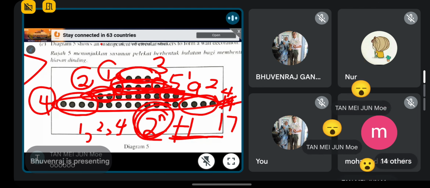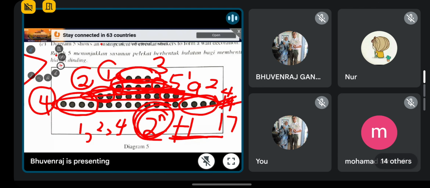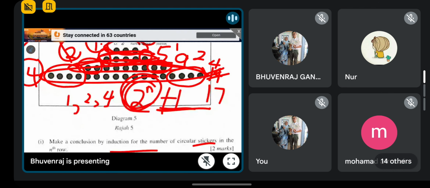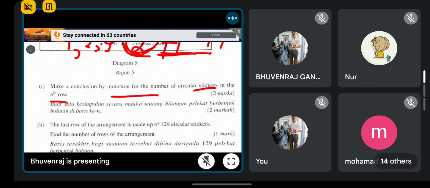Interesting question, right? This one is very interesting. So this is the key, how to see. Okay, so make sure you state n equals 1, 2, 3, 4 in your answer.